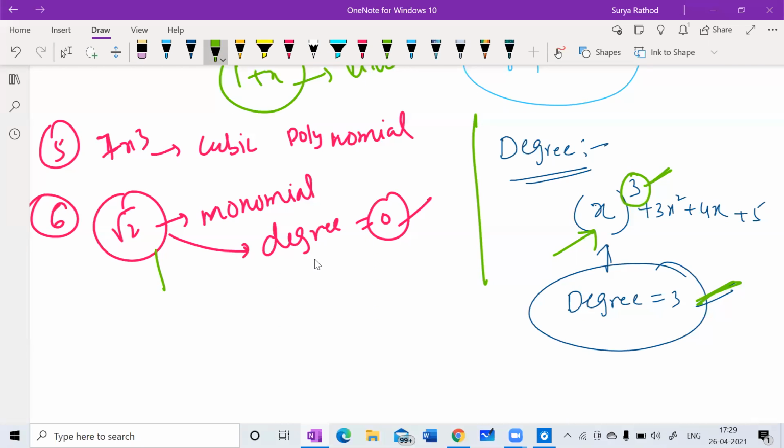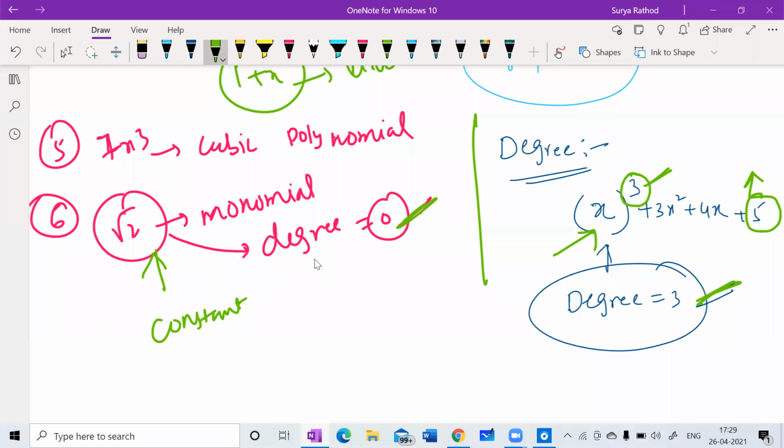See here, root 2 is a constant. In this example, pi is also a constant. Do we have any coefficient for pi? No. So we cannot write a degree for a constant. So I can straight away say that the degree is 0.